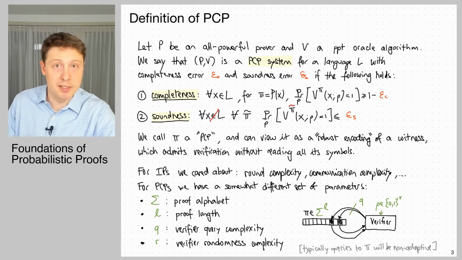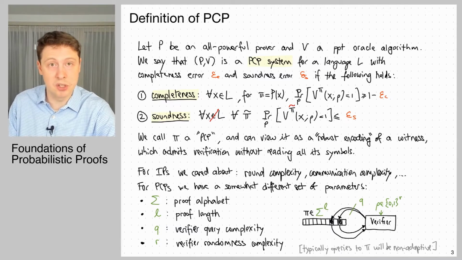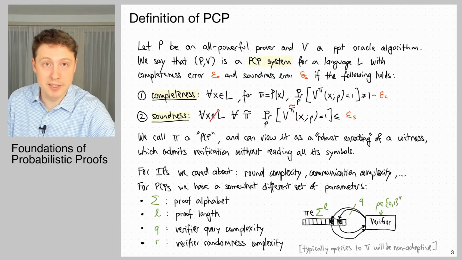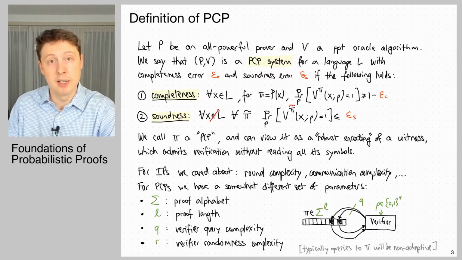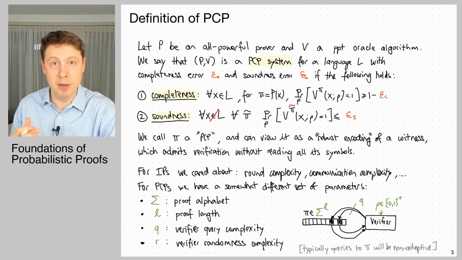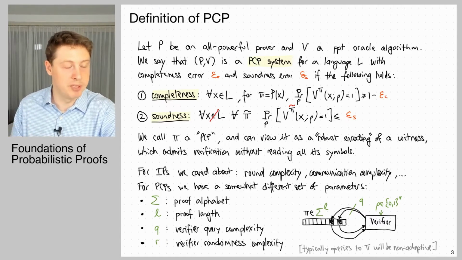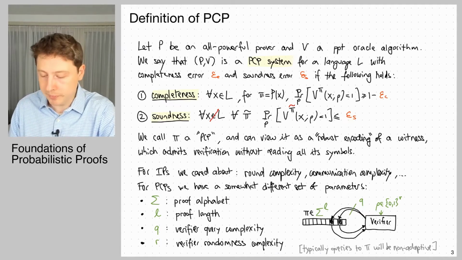It doesn't have to be like that. There are some very particular constructions of PCPs that make queries adaptively, namely you make a query, and depending on the answer to the query, you decide on the next query, but by and large, almost all PCP constructions are non-adaptive.